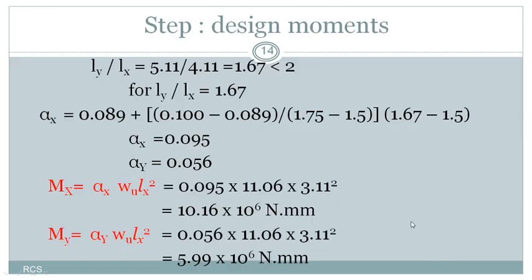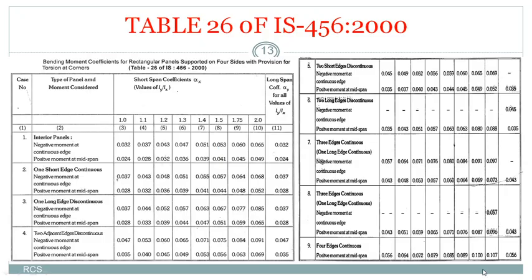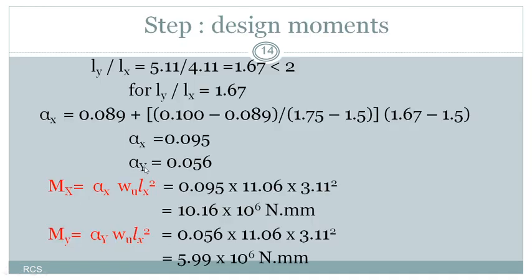After interpolation, we'll get the alpha x value as 0.075, and the alpha y value we'll get directly for this ratio of Ly by Lx. The alpha y value will be 0.056, a positive coefficient at the midspan. So that's why we have alpha y as 0.056 here. We know how to calculate the ultimate bending moment along the x direction and y direction. For the x direction, we use this codal formula, alpha x into W into Lx square.